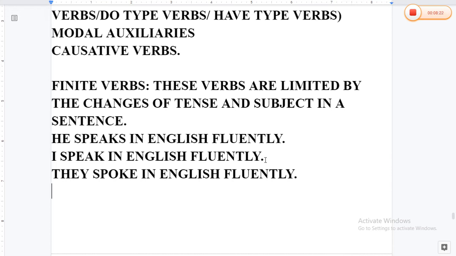First one is finite verbs. Finite verbs are limited verbs, meaning they are limited by the changes of tense and subject in the sentence.